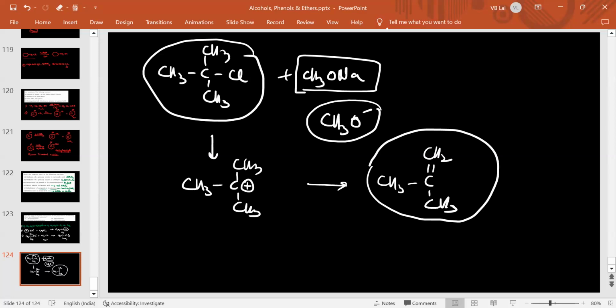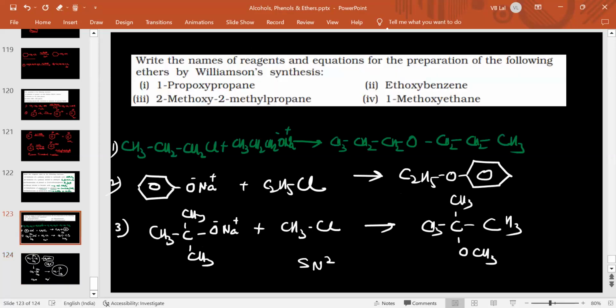Last year you learned that anything which is a weak acid has a strong conjugate base, isn't it? So CH3OH is a weak acid, so its conjugate base is a strong base. It will take H very quickly from this and give you the substitution product. But if I take CH3Cl, then the mechanism is SN1.